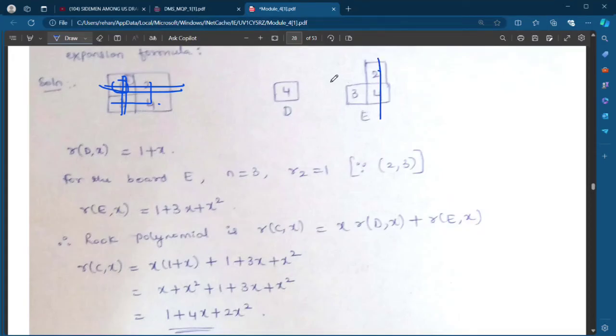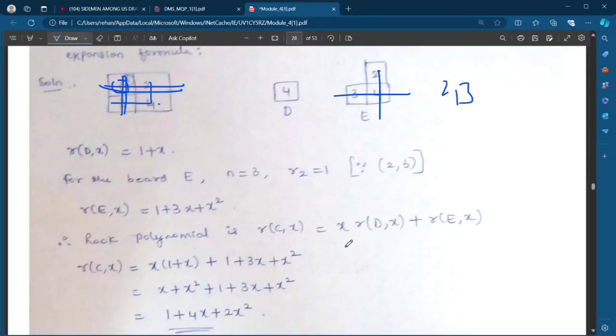Okay, for the board E, n is equal to 3, R2 is equal to 1. How? If I consider 2, I can only take 3, that is 2 comma 3. And if I am considering any other element rather than 2, if I consider 4, all are going out. So only R2 is 1. That's why for board E, I'll have the polynomial 1 plus 3x plus x square, that's it. R1 is 3, R2 is 1.